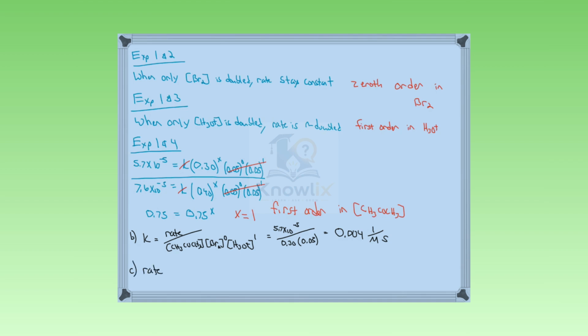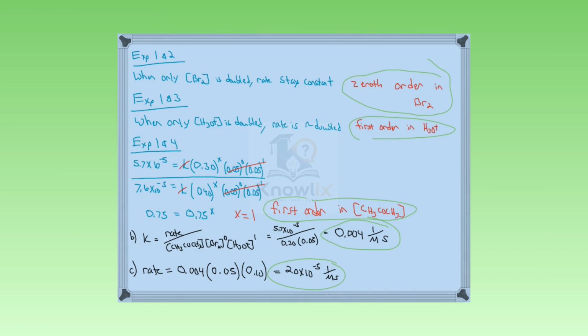Last of all, it wants you to calculate the rate when given particular concentrations. So the rate will be equal to our K value, which we determined to be 0.004, 1 over molarity second, multiplied by the hydronium concentration raised to the 1 multiplied by the acetone concentration raised to the 1, and then the bromine concentration raised to the 0, which is just 1, so we don't even need to include it. So the rate then will be equal to 2 times 10 to the negative 5, 1 over molar seconds, which is very representative of the rates we were getting with the other concentrations.